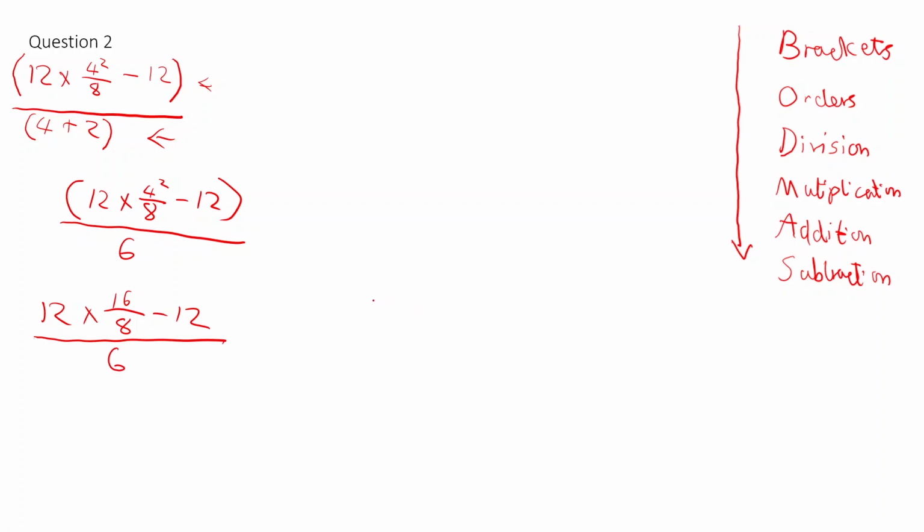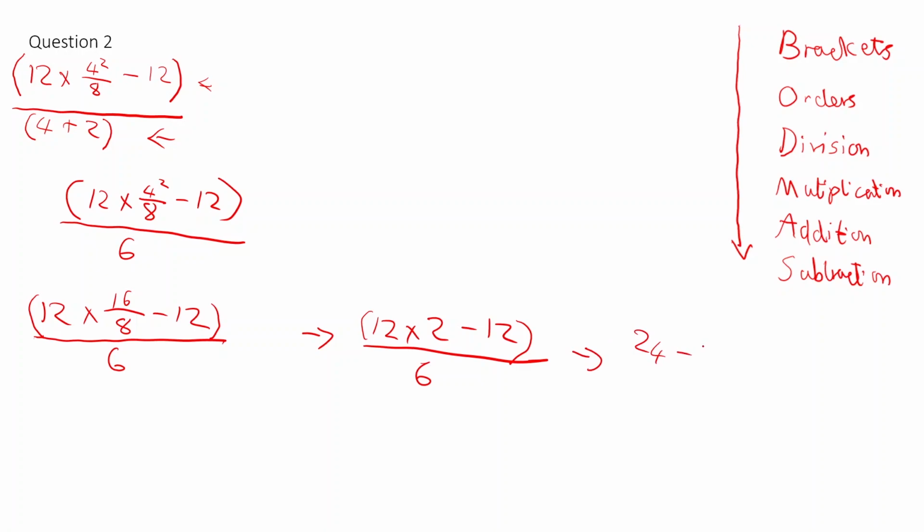Now the next step is division. So 16 divided by 8 gives us 2. So we're left with 12 times 2 minus 12 over 6. Let me just add the brackets. Okay, and next we do multiplication. So, that's 12 times 2. 12 times 2 gives us 24.